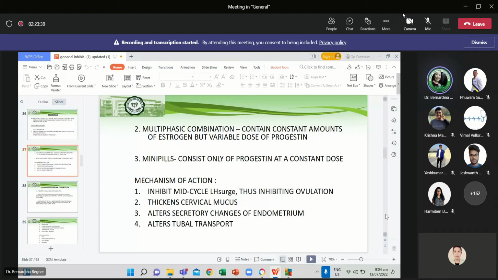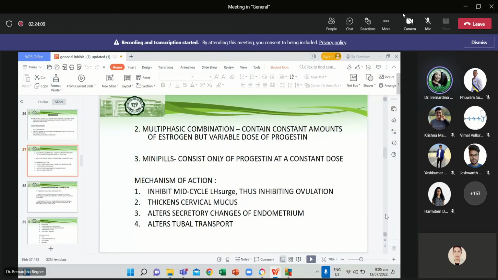And number 3, mini pills. This only consists of progestin at a constant dose. So have in mind, constant and variable. So mini pill, constant dose of progestin; multiphasic combination, constant amount of estrogen and variable amount of progestin.